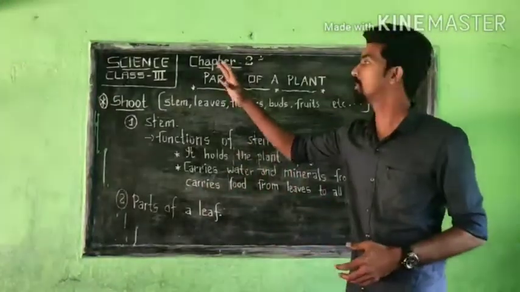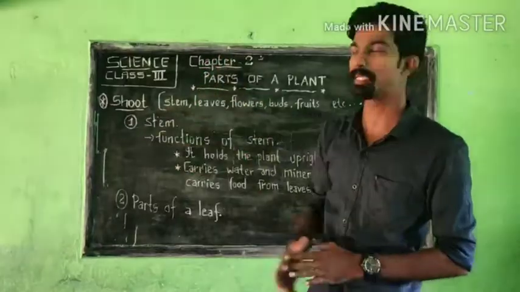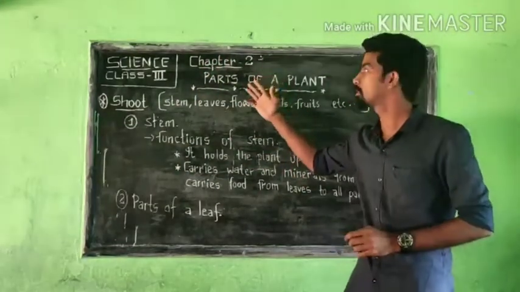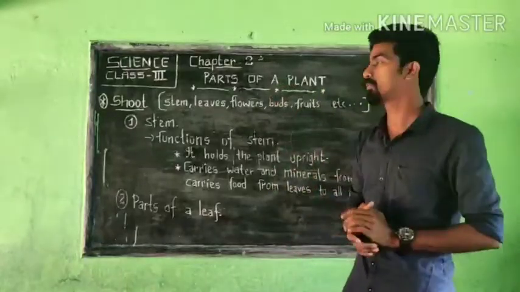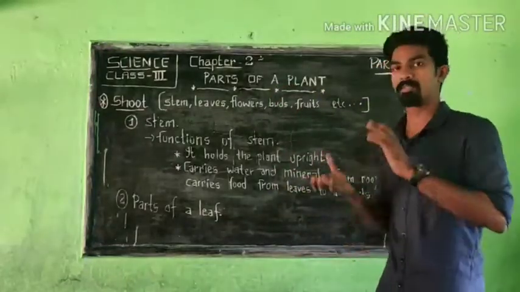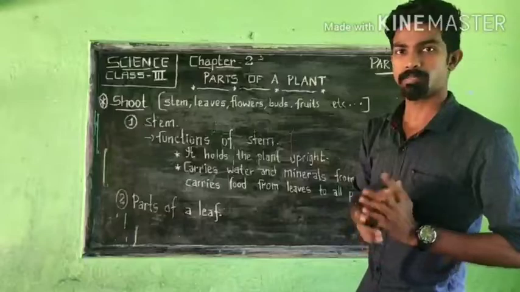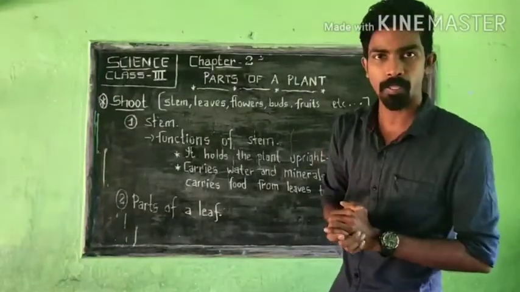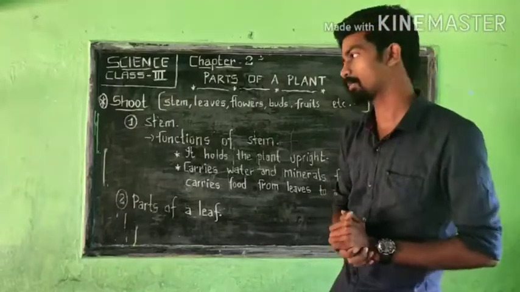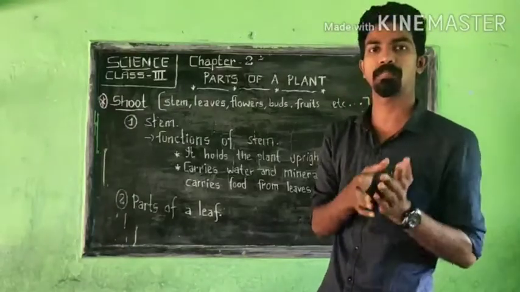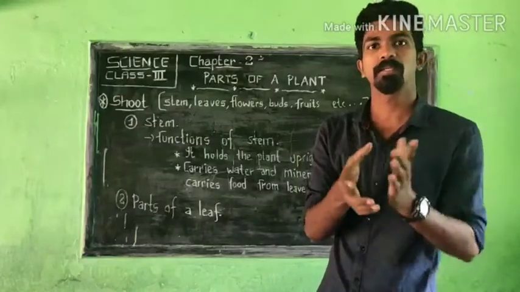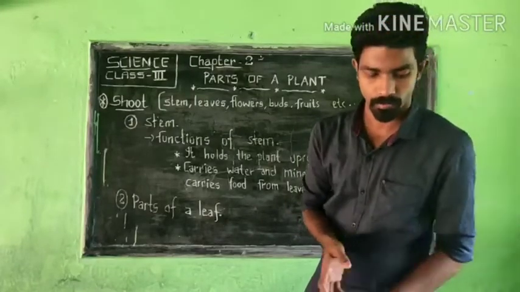Today we are going to deal with science class 3, and we are starting with the second chapter. This is the second video of the second chapter. In the first video, we already learned about the parts of a plant, the root system, and the different types of roots, that is fibrous root and tap root.